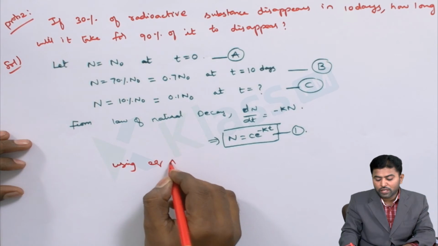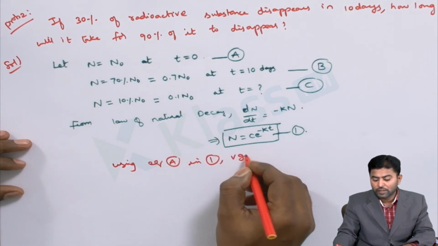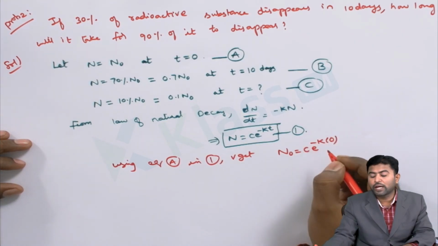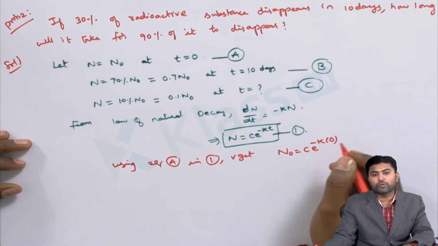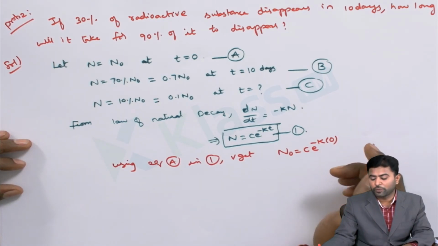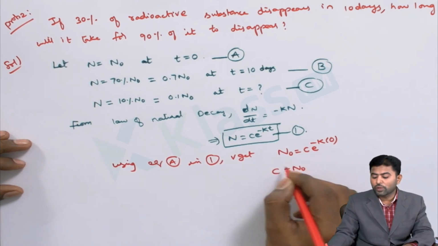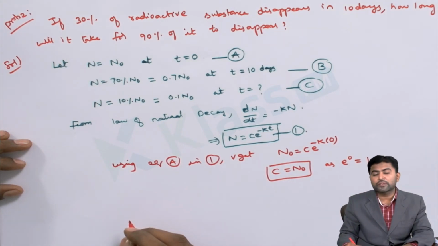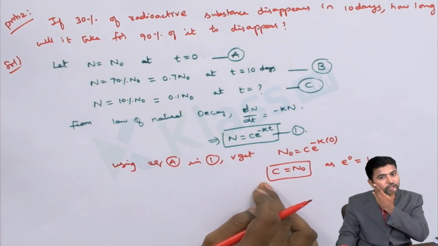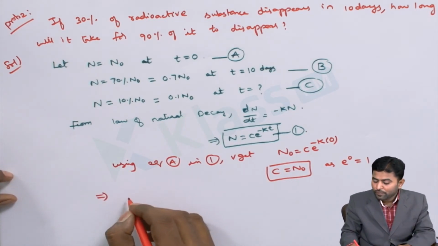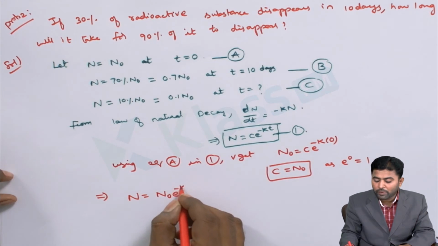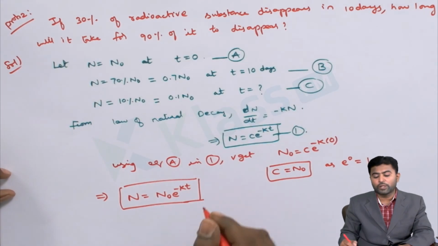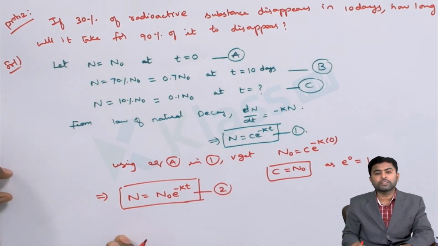Using equation A in 1, we get n naught is equal to c into e power minus k into 0. I substituted equation A where n equals n naught and t equals 0. So I'll get c is equal to n naught, as e power 0 is 1. So I got the value of c. I'll substitute this value of c in the previous equation, so I'll get n is equal to n naught into e power minus kt. I'll write this as equation 2.